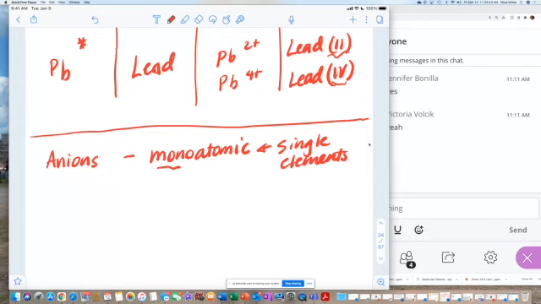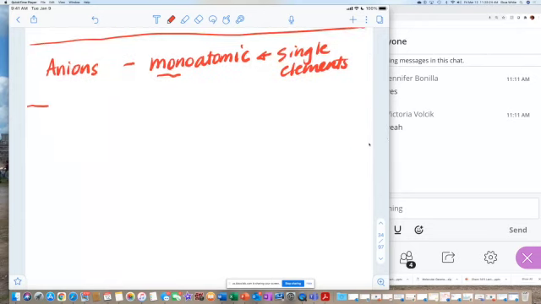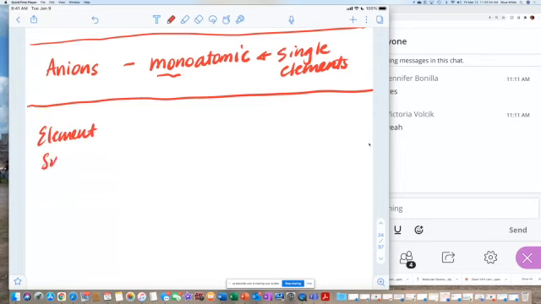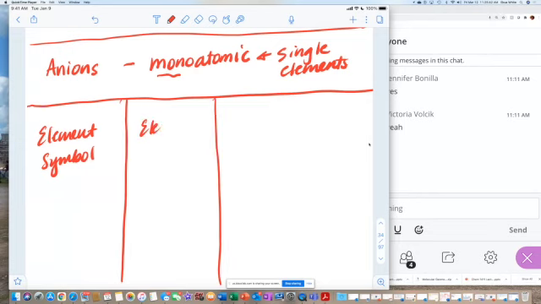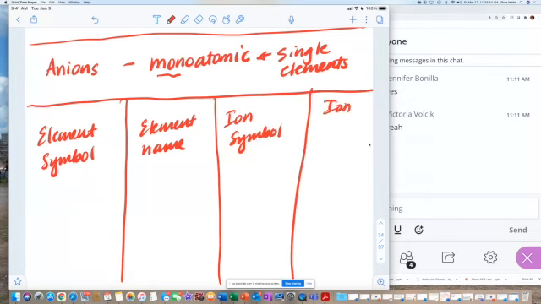As usual, let me have my categories here. I'm going to pick, do I even have 5 to pick? 1, 2, 3. I'll pick 4 this time. Okay, so I have the element symbol, and then element name, then ion symbol, then I'll go with ion name.